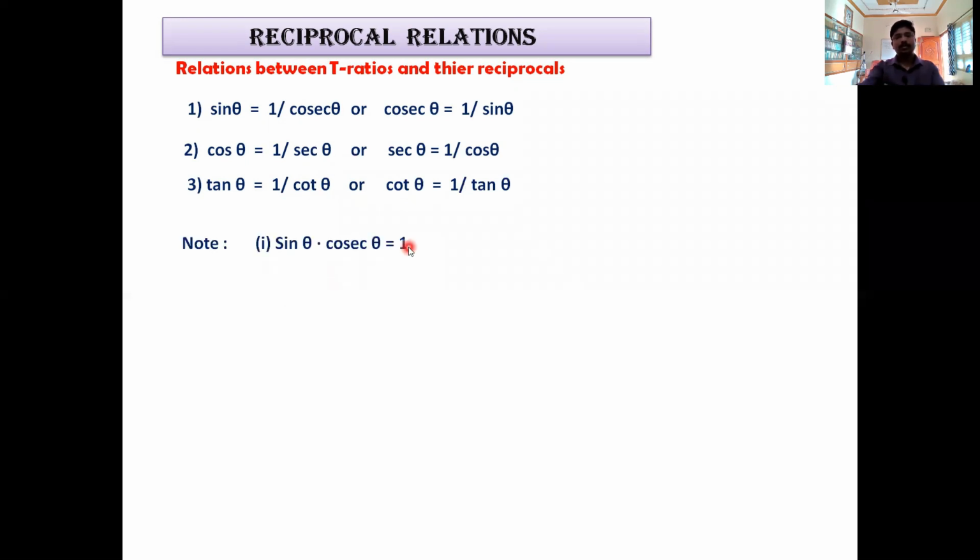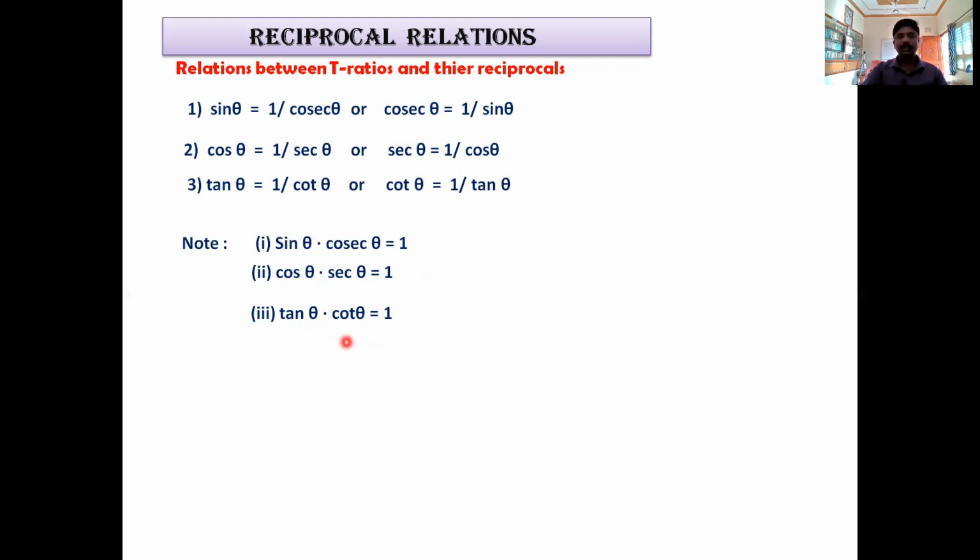Next, note down: sin theta into cosec theta is equals to 1. Second point, cos theta into sec theta is equals to 1. Tan theta into cot theta is equals to 1. How are we getting this? Sin theta into cosec theta is equals to 1, cos theta into sec theta is equals to 1, tan theta into cot theta is equals to 1.